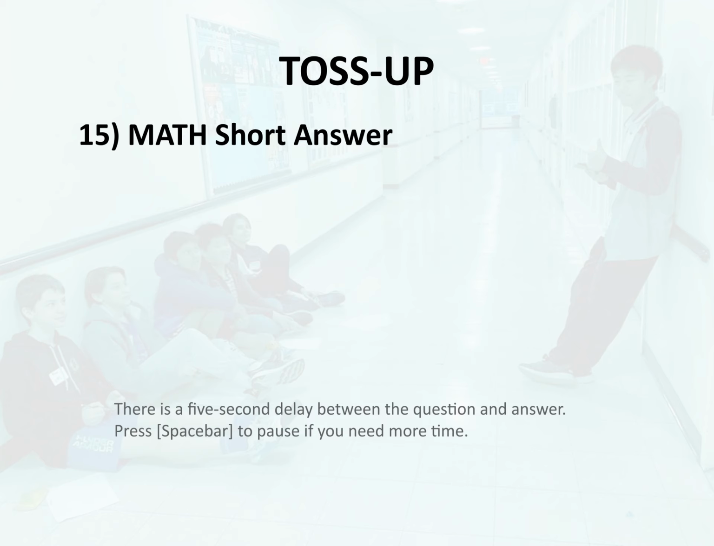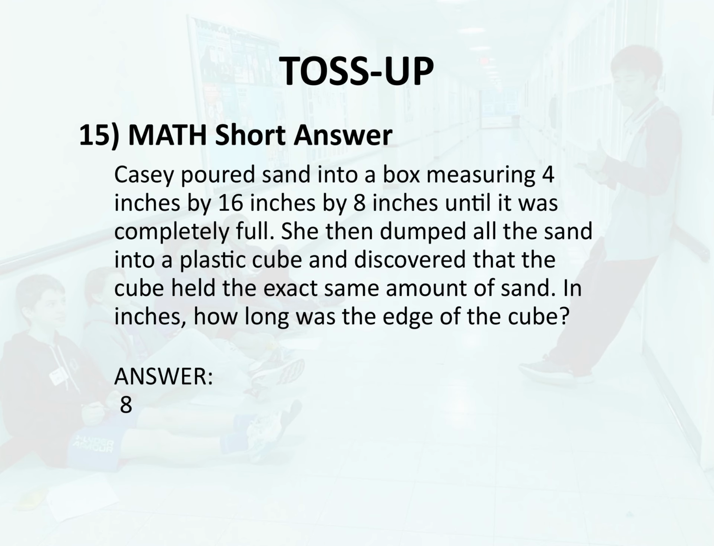Toss-up 15. Math. Short answer. Casey poured sand into a box measuring 4 inches by 16 inches by 8 inches until it was completely full. She then dumped all the sand into a plastic cube and discovered that the cube held the exact same amount of sand. In inches, how long was the edge of the cube? Answer, 8.